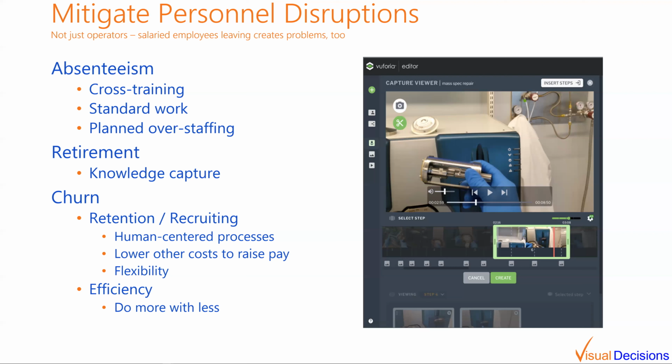From a retirement point of view, being able to do knowledge capture before the people leave the building is absolutely critical. Often our people that have been in that process for 20 years are the ones that know how to run it the best, and our standard work may not be caught up to the way that those people know how to run that process.